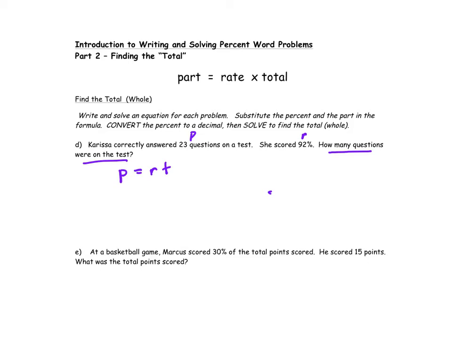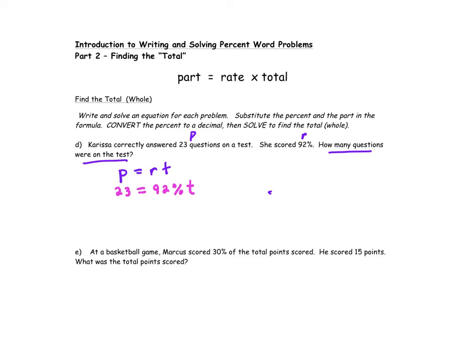So 23 were the part of the questions that Carissa answered correctly. So we're going to replace P with 23. The percentage rate given is 92%. And T for total, we don't know. That's the question. So sometimes when I use the variable T, I put a little curve on it at the bottom so it doesn't look like a plus sign.